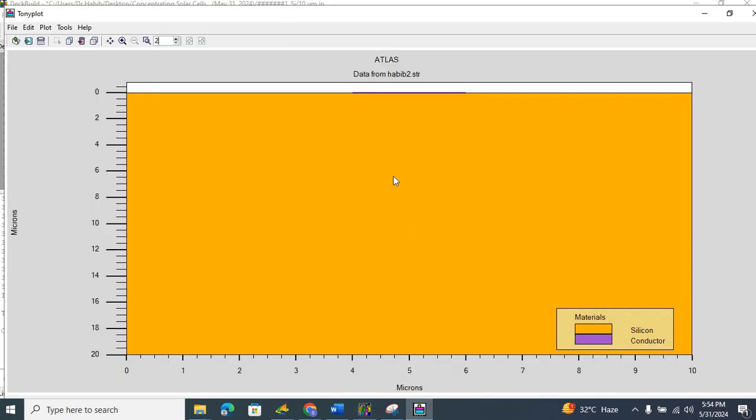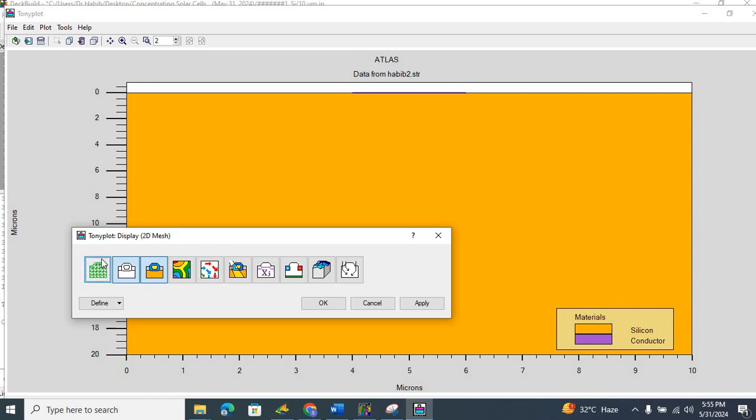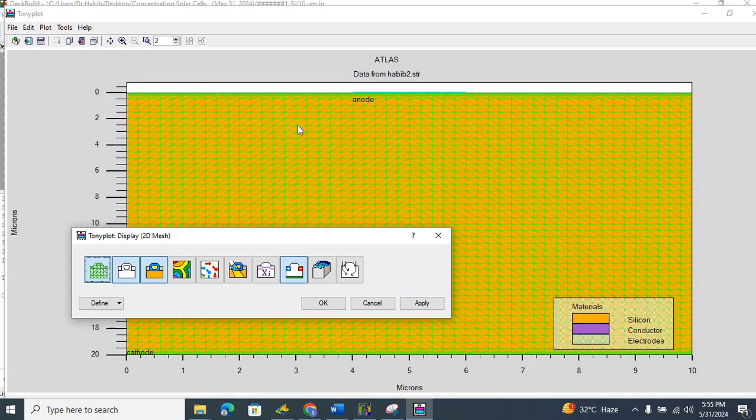Here is my solar cell structure under thermal equilibrium. If I go to display in meshing, before meshing I want to show you the anode and cathode. So this is my anode, this is my cathode. Then we can also see the meshing. As you can see, the meshing is denser at the top and also at the bottom, but it's sparser in the middle.